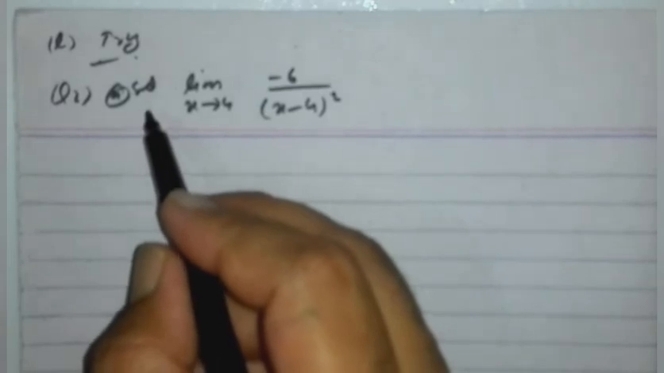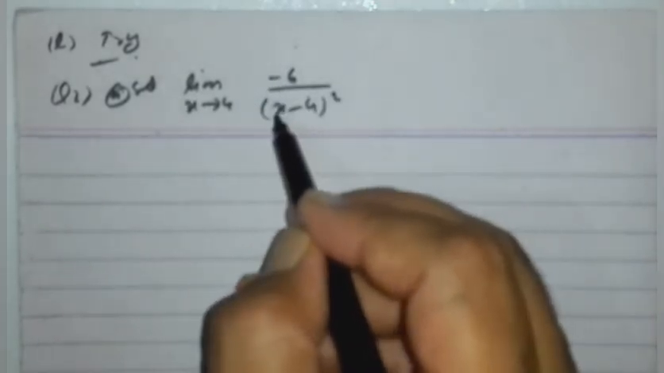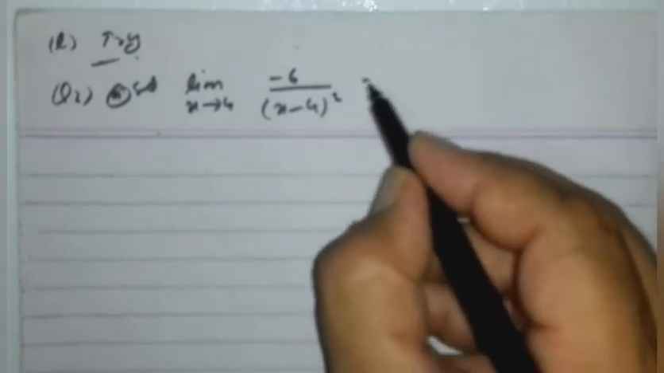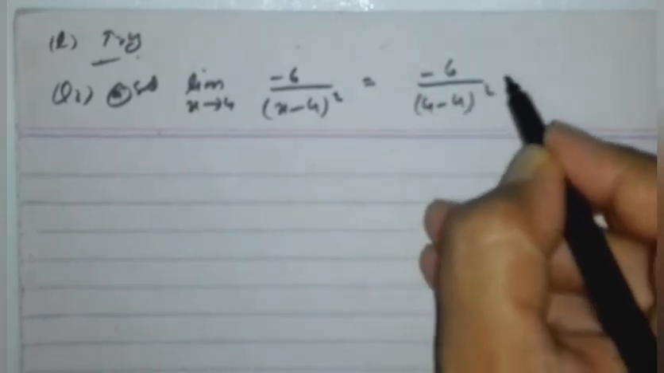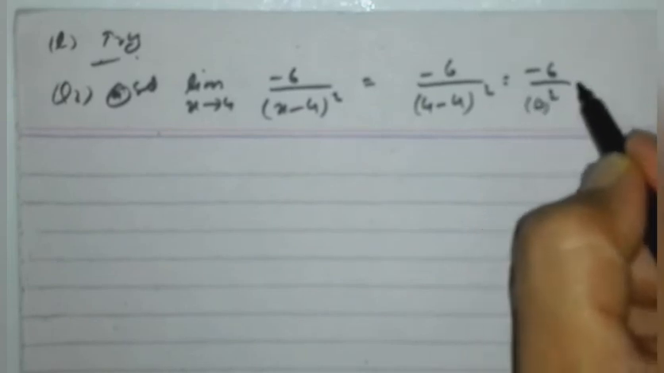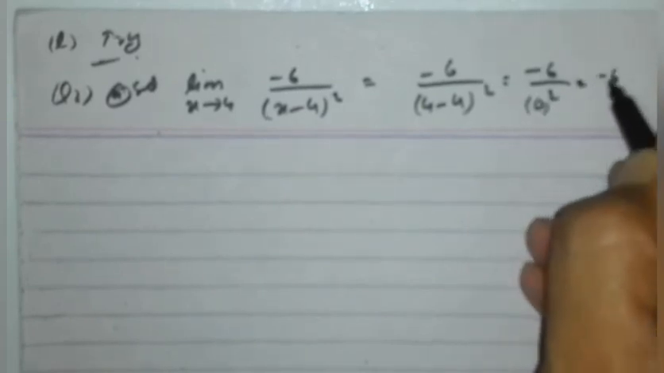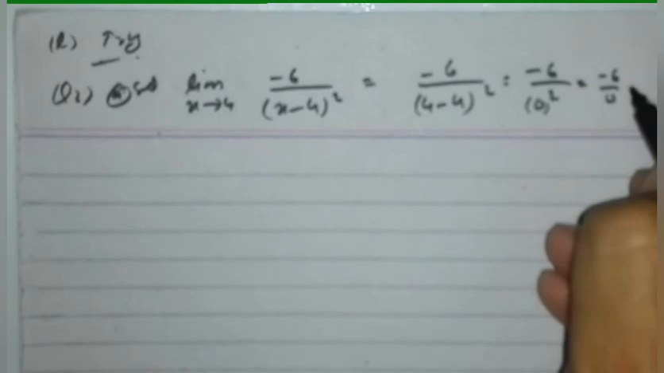Question number 2, part A. Limit x tends to 4, minus 6 divided by (x minus 4) whole square. So direct put here the limit: (4 minus 4) whole square, so minus 6 by 0 square, minus 6 by 0, which equals minus infinity, or we can write undefined.